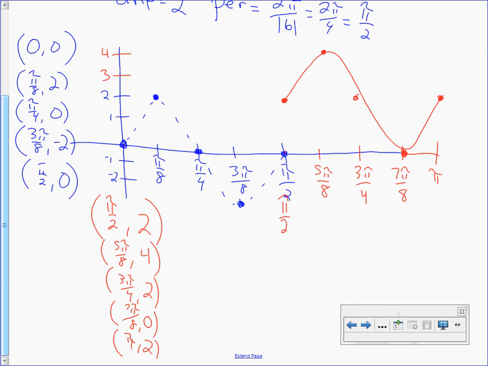All right, let's look at a cosine graph then. Are we good on this? Or do you need another second to continue? Right?